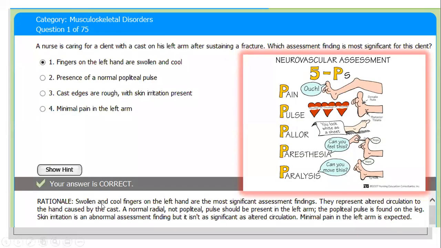The rationale says swollen and cool fingers on the left hand are the most significant assessment findings. They represent altered circulation to the hand caused by the cast. A normal radial pulse, not popliteal, should be present in the left arm. The popliteal pulse is found in the legs. Now, the skin irritation is an abnormal assessment finding, but it is not as significant as altered circulation. Minimal pain in the left arm is expected.